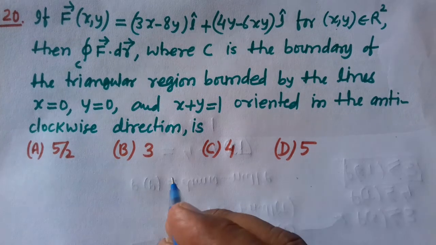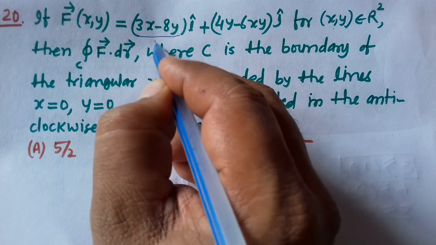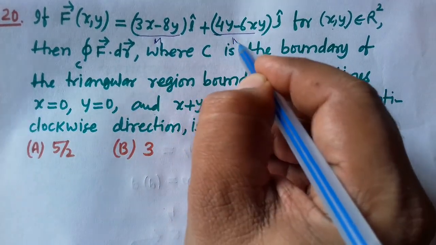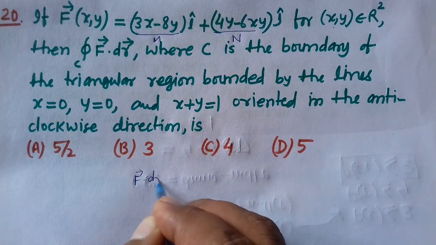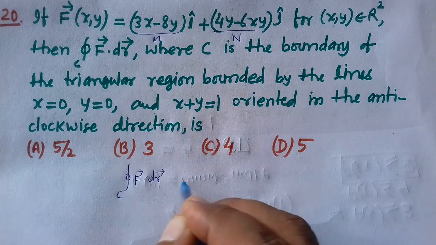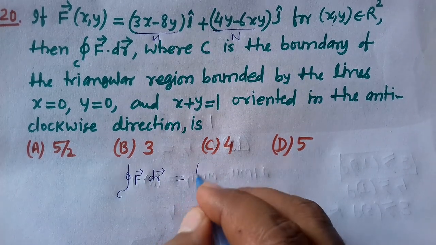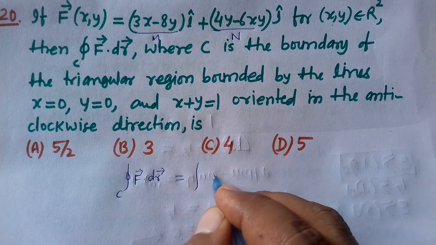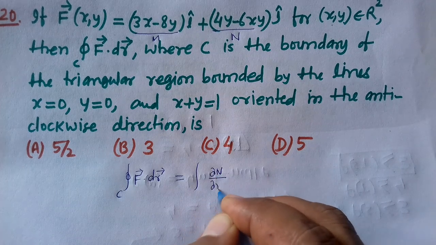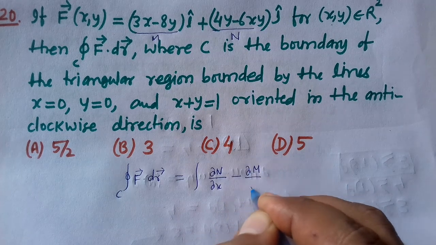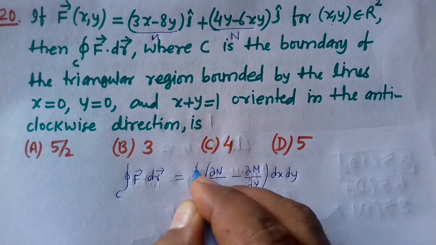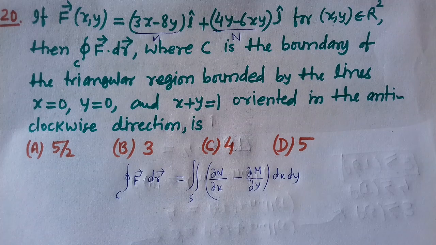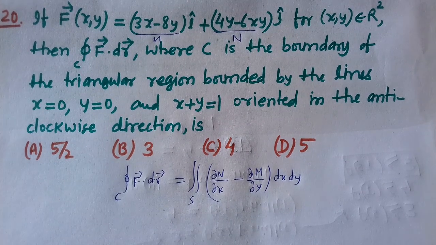Here is the question. Suppose this edge is M and this edge is N. So the line integral of F dot dr over C, according to Green's theorem, can be written as the double integral of (del N by del x minus del M by del y) dx dy. A line integral can be changed into a surface integral according to Green's theorem.